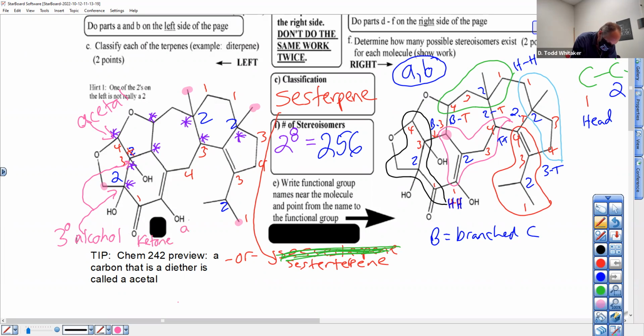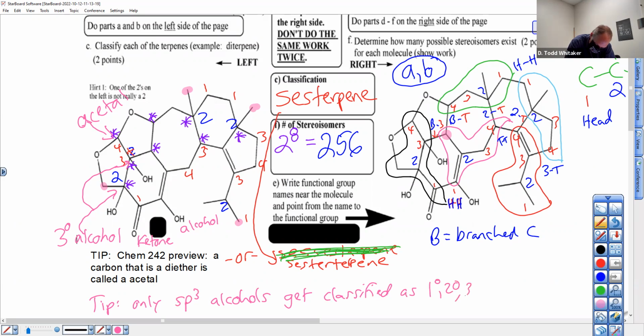On this one, I'm going to point out something else. It's only the sp3 alcohols that get classified. Another tip. Only sp3 alcohols get classified as primary, secondary, tertiary. And we got that. And even a bit later in this course, we're talking test 3.